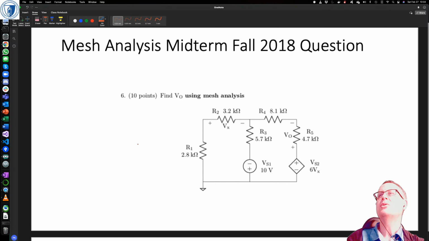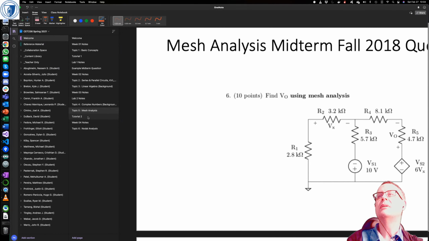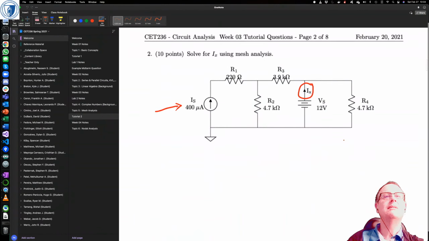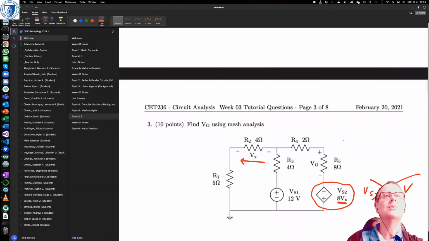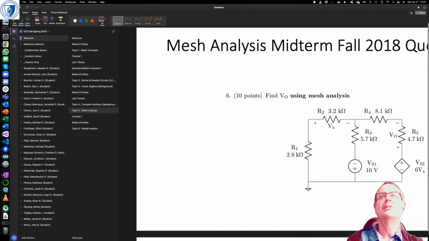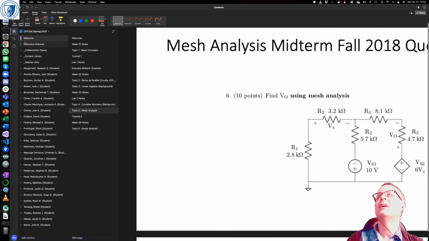Now I just want to make sure that this one isn't the same as one of the tutorial questions. I do want at least the numbers on the tutorial questions to be different. 8Vx, 6Vx. So it is a little different.